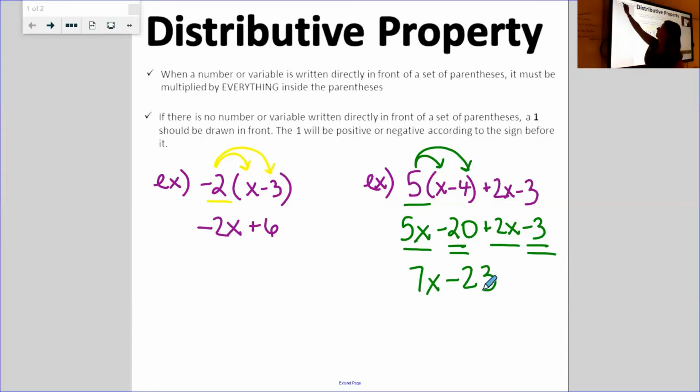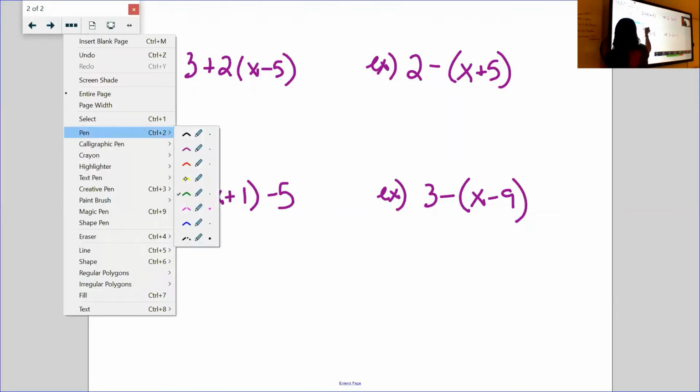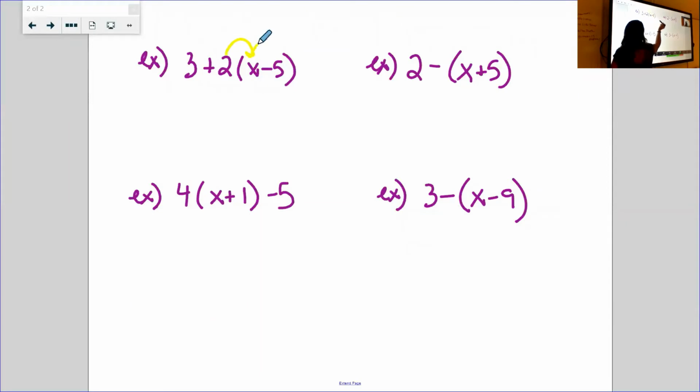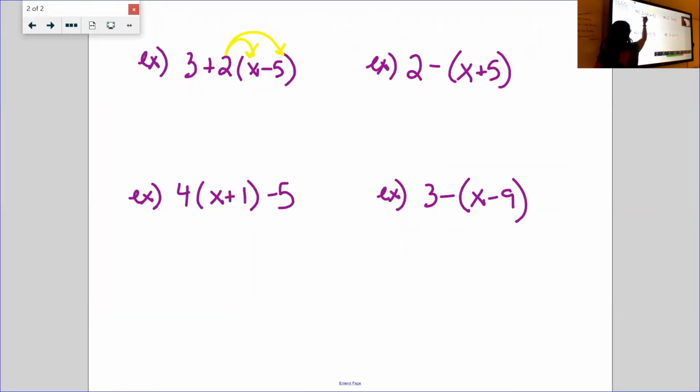Okay, we're going to get a little bit deeper, adding a little bit more challenging problems. In this first one, we will be distributing not the 3, but we're going to be distributing the +2. I'm sorry. So this is what's going to get distributed. So we're going to distribute the 2 to the x and the 2 to the -5. In doing so, we just bring the 3 down. After I distributed the 2, I get 2x minus 10.